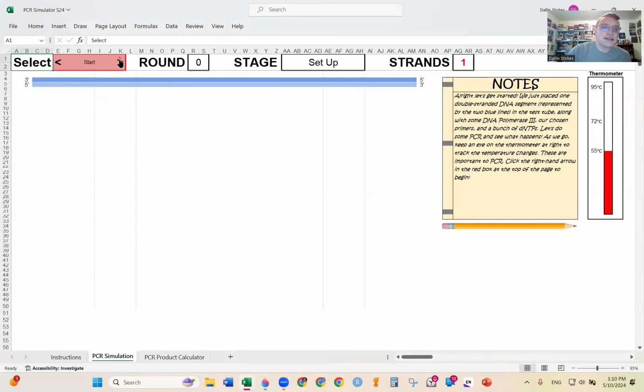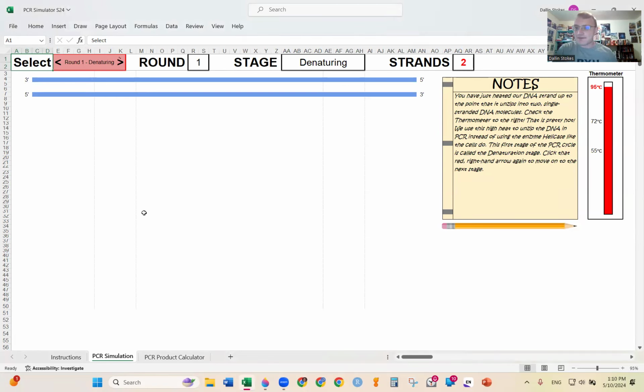So we're going to heat this up. In the first step, we heat it up to 95 degrees Celsius. If you look over here at my thermometer on the right, we heated it up to 95 degrees Celsius. And notice my DNA strands separated from each other. So now I've got two single-stranded bits of DNA. So the strands just simply drifted apart from each other. So that's the first step in PCR, and it's called denaturing.